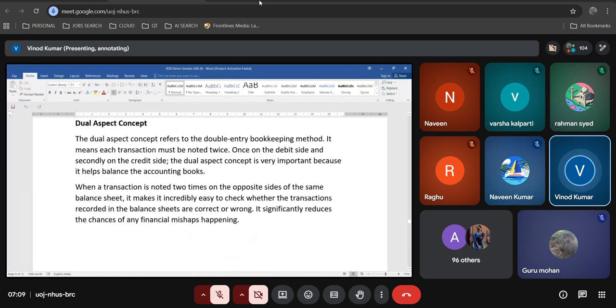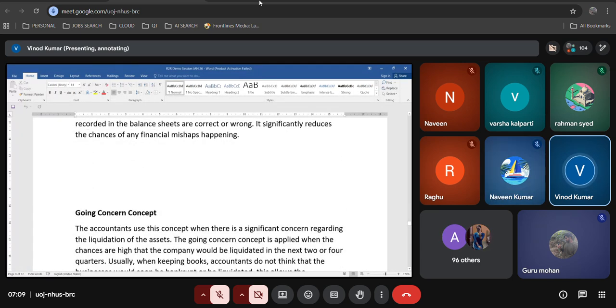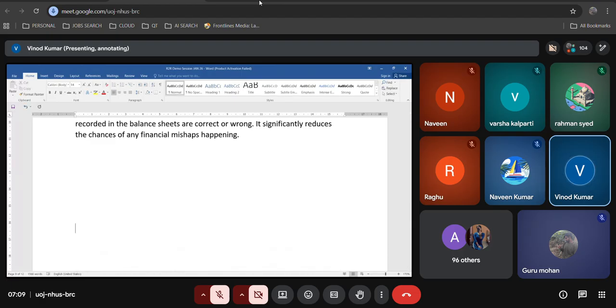The next concept is the dual aspect accounting concept, guys. For every transaction, two or more aspects will happen. For example, we purchase some goods on credit.